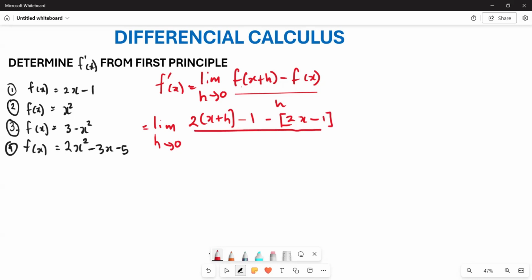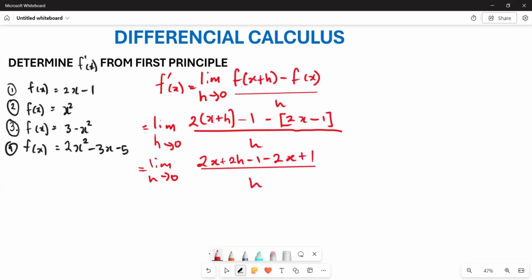Then you are obviously going to divide by h, right? So you continue saying the limit as h approaches 0. Now from here, this is the same as 2x multiplied by x plus h, which is 2x plus 2h, subtract 1. Then when you multiply by the negative, this is the same as negative 2x, plus 1, over h.